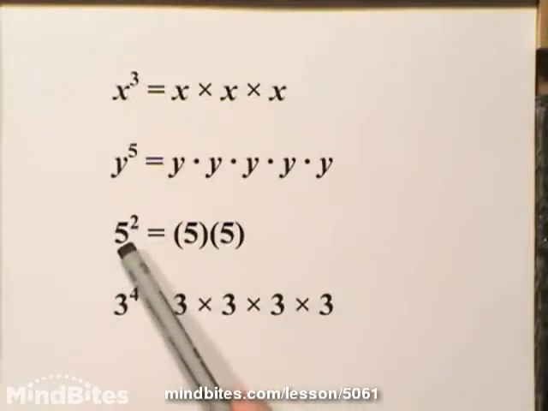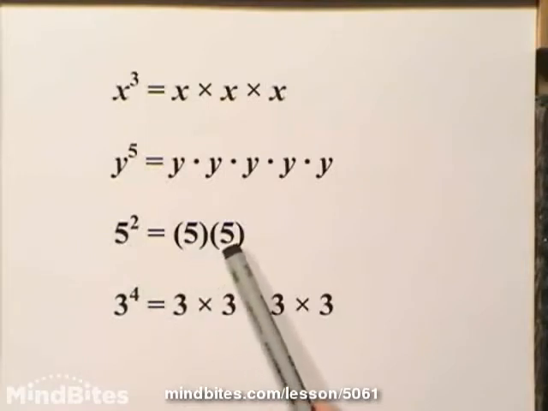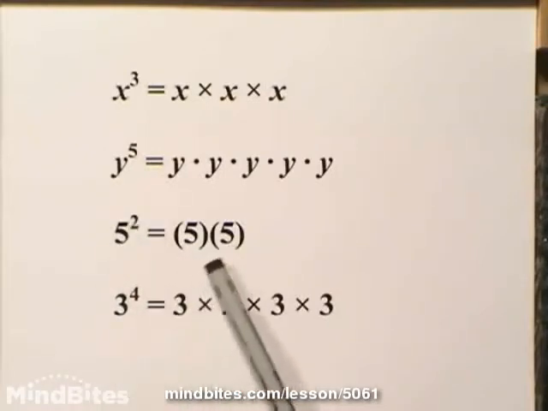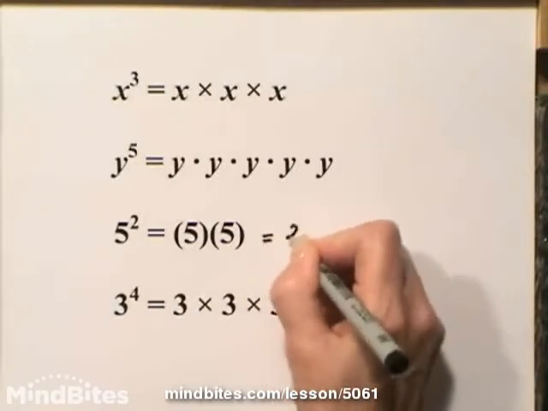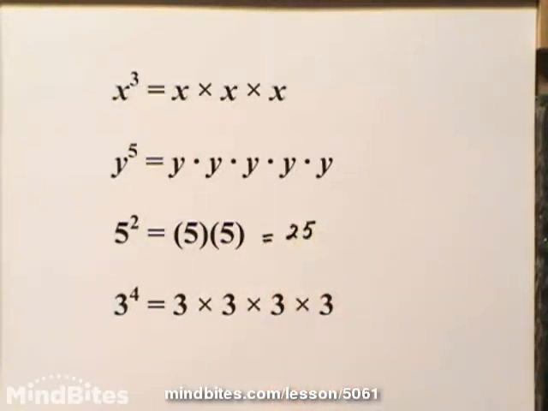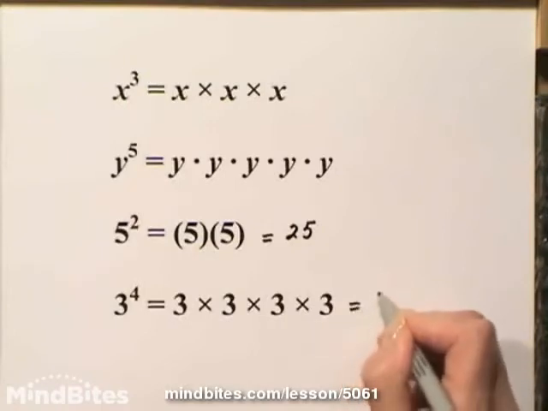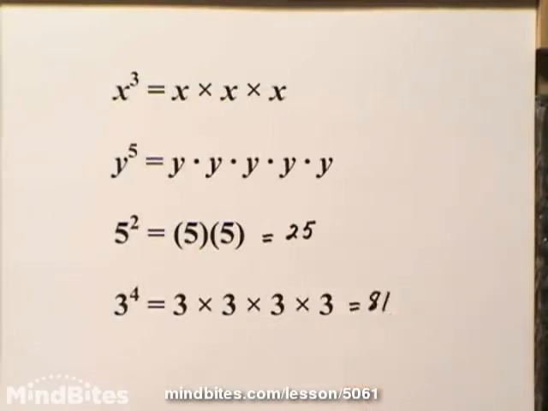5 squared, the base is 5. That means take 5, write it down twice, and multiply. And 5 times 5 would be equal to 25. Now the base is 3 and the exponent is 4. 3 to the 4th means take the base 3 and write it down 4 times, 1, 2, 3, 4, and multiply. So 3 times 3, that's 9 times 3, 27 times 3. So 3 to the 4th is equal to 81.